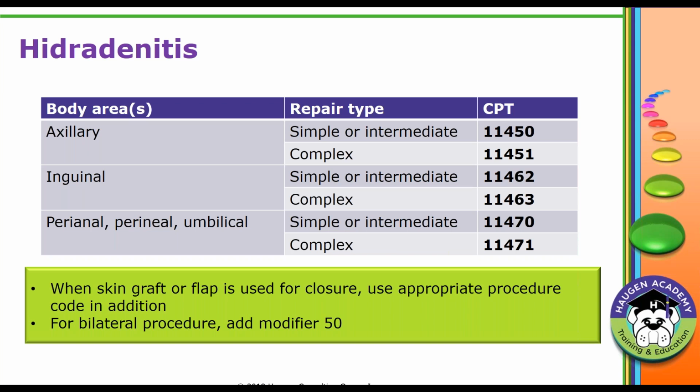If a skin graft or flap is used for closure, you can code that in addition. These are also unilateral procedures. So if it's a bilateral procedure, you'll need to add modifier 50 or follow your payer guidelines for reporting both sides. These codes are right after the benign excision category. So just an FYI if you see those in your CPT book.